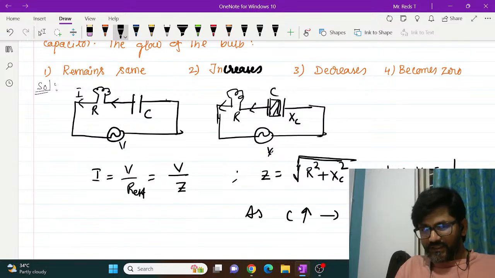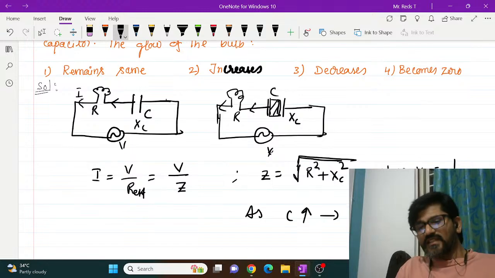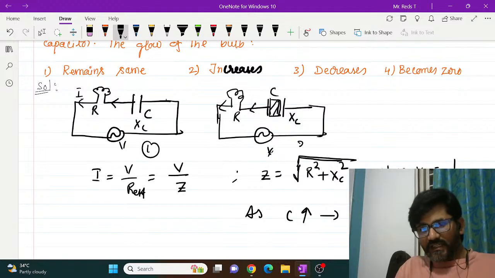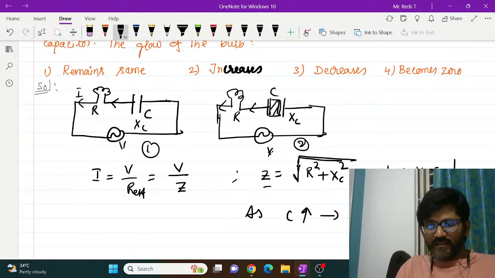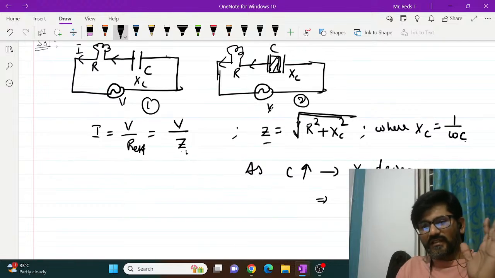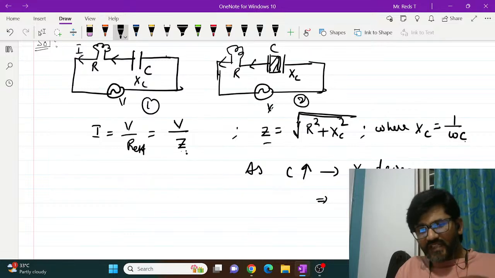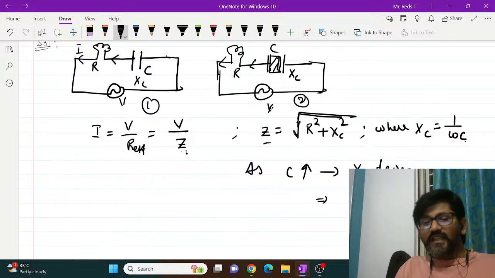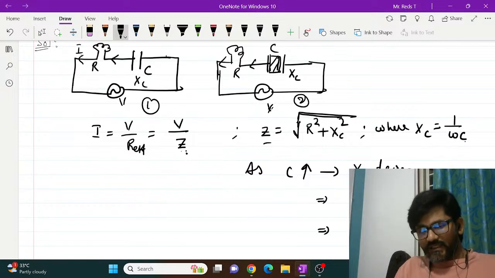So XC decreases. In Z equal to the square root of R square plus XC square, R will remain the same, but XC decreases compared to the first case. In the second case, due to the dielectric, XC decreases, which means Z decreases. In the first case, Z is equal to the square root of R square plus 1 by omega C whole square. But here, as the entire Z is decreasing and I is equal to V by Z, the total value of I will increase. So this implies I increases.